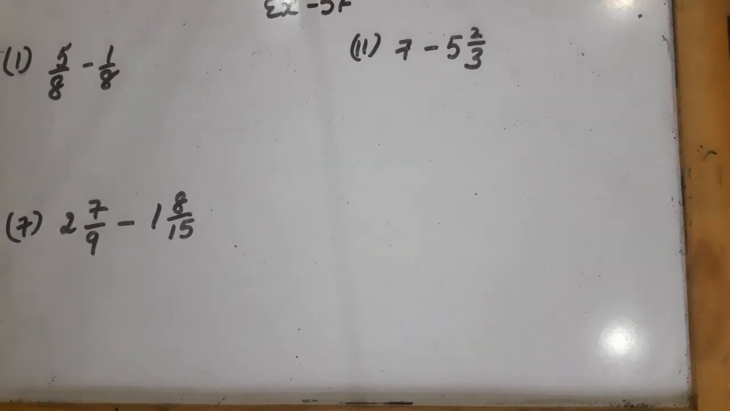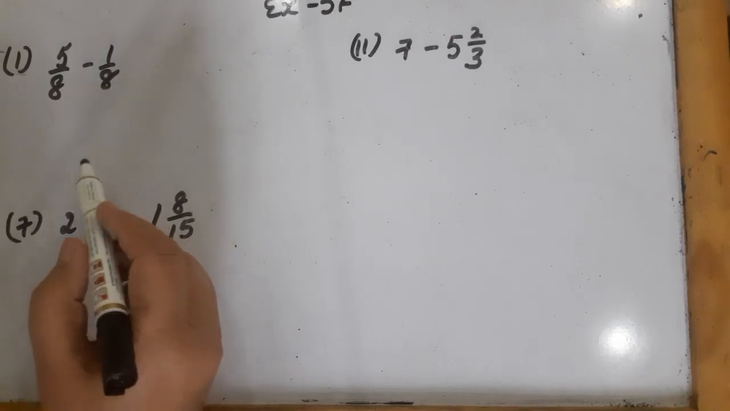If they are like fractions, we can just subtract the numerators, and if they are unlike fractions, we have to convert the unlike fractions into like fractions by taking out the least common denominator for them. So in addition we add the numerators, but in subtraction we subtract the numerators, but the rule is the same.